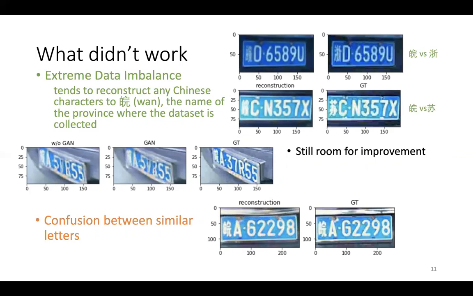The second thing is that we still have a lot of room for improvement. Even with the help of GAN, our model sometimes still struggles to output any meaningful reconstruction. The third thing is the confusion between similar shapes. As you can see here, the model sometimes falsely converts the input image into something different. For example, instead of converting it to G, it reconstructs 6, which are very similar. However, in our application, this can be a very serious misleading phenomenon.